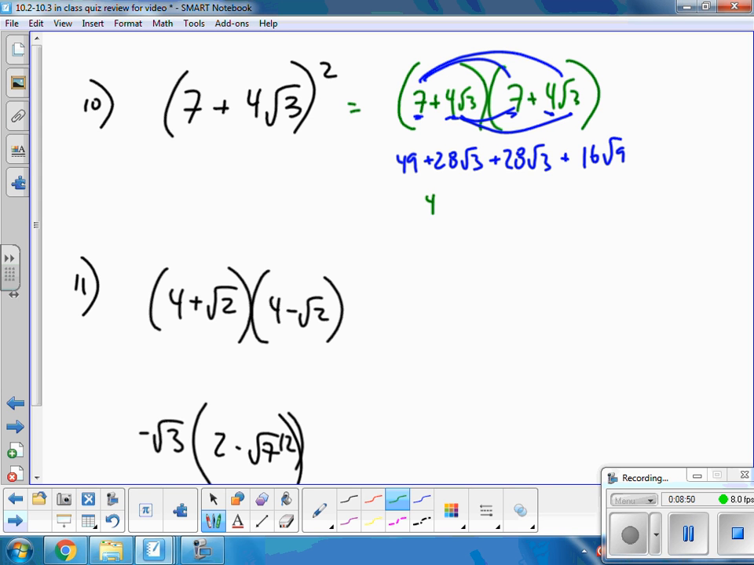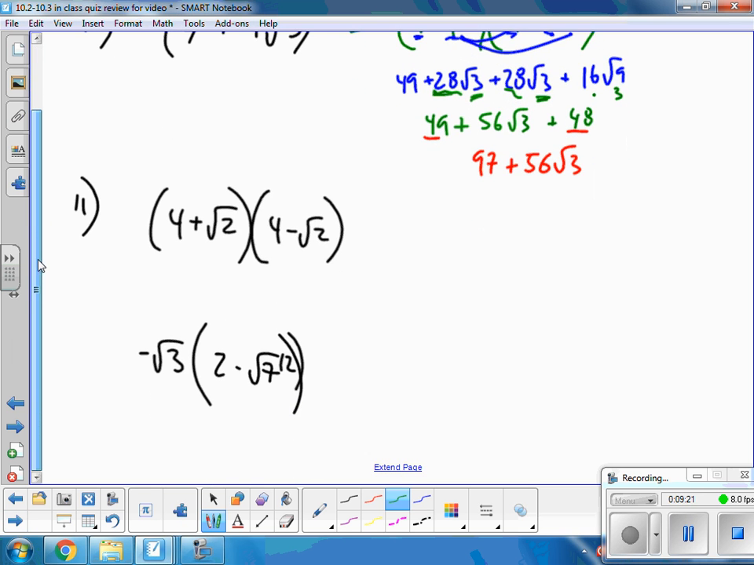And I've got 49 plus, common radicals, so I can pull those together. So the 28 and the 28 give me 56 times the square root of 3 plus, this is 16 times 3, which is 48. Again, going to keep combining. So then 49 and 48 come together to 97 plus 56 times the square root of 3. Now remember, I'm only combining like radicals. That's what number 10 is suggesting we keep an eye on.